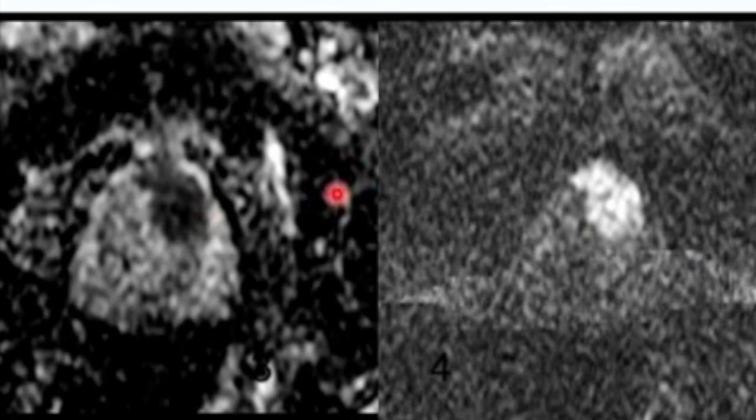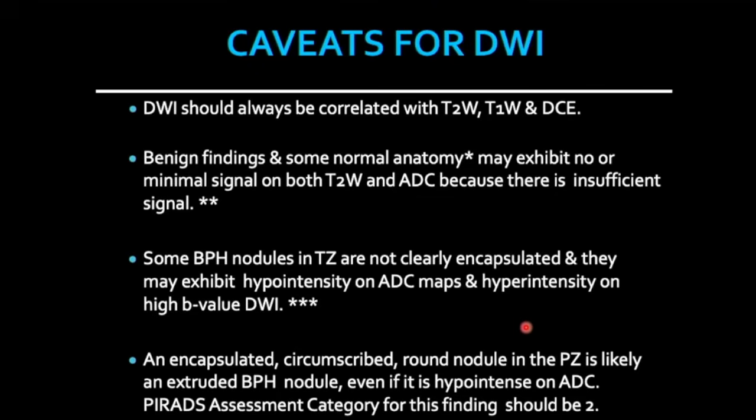And if it's the same as in 4, but greater than 1.5 centimeters, then it is graded as 5. So what are the caveats when you're using diffusion weighted images? It should always be correlated with T2 weighted, T1 weighted and dynamic contrast enhanced images.